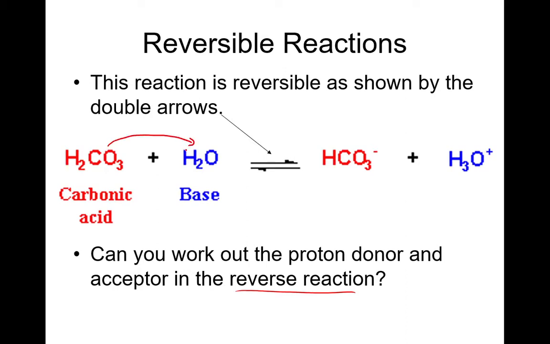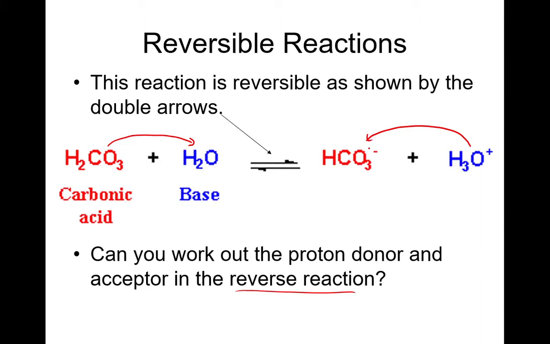Now, if the transfer going forward is from the carbonic acid to the water, well then obviously the transfer going back is the water handing back the proton. So in other words, in the backward reaction, the proton is sent the other way.